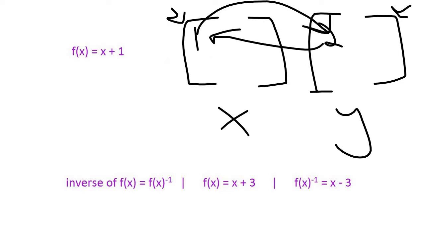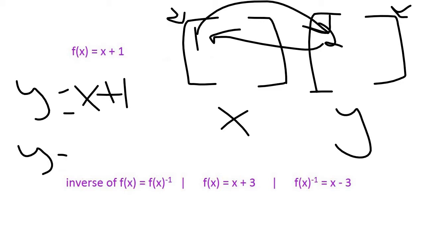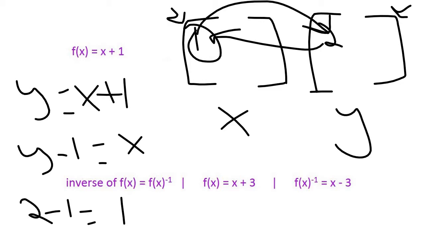So what you need to do to find the inverse is, first of all, rename the function y is equal to x plus 1, and now we just have to solve for x. So we just subtract 1 from both sides and you get y minus 1 is equal to x. Okay, now if you plug your y value into here, we have 2, so 2 minus 1 is equal to 1. And that would be what our original x value was, so that we know that y minus 1 is equal to x is the inverse.